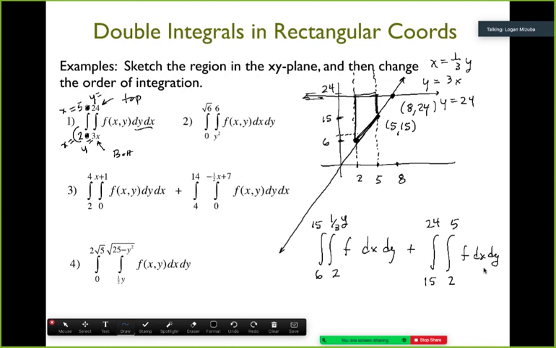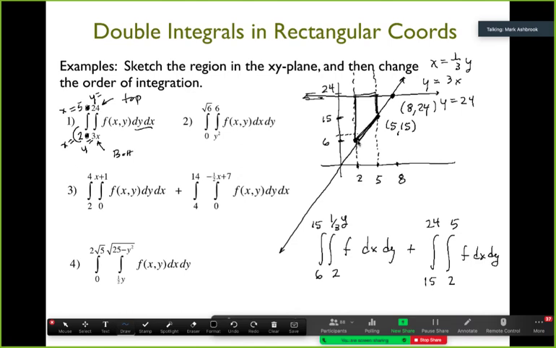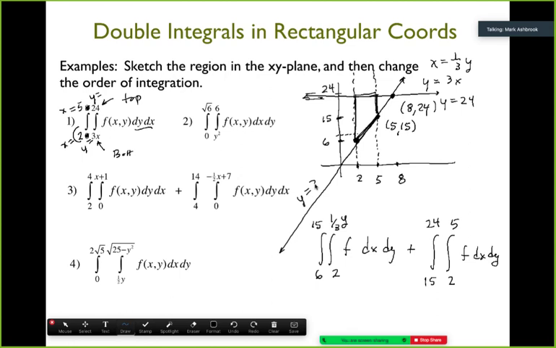Wait, where did we get the 6 from? So this point right here at x equals 2 is the point at the bottom, y equals 3x. Got it. Thank you. Other questions?